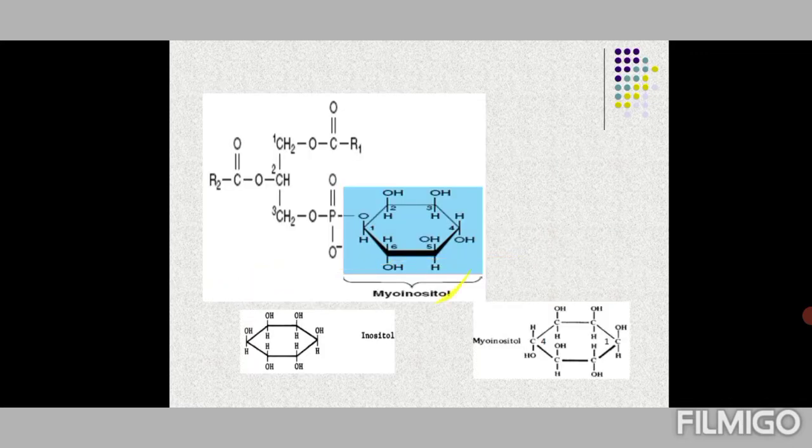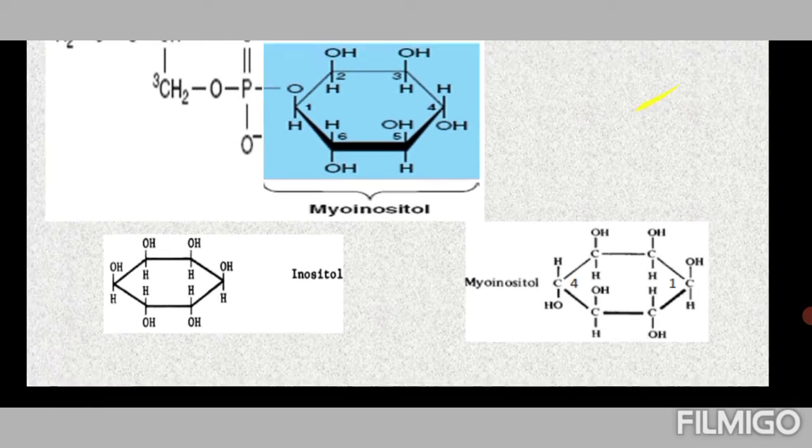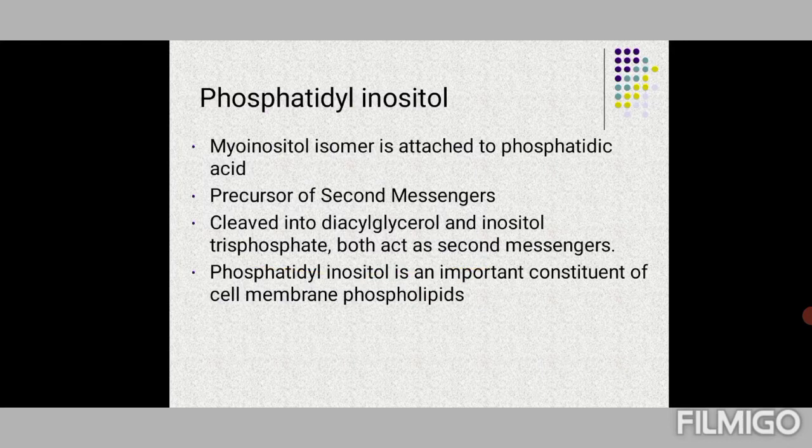Another one is phosphatidylinositol. Phosphatidylinositol will be like this. This is an isomer of inositol that gets attached to the phosphate group here. It is called myoinositol, and you can see minor rearrangements, being the isomer of inositol. There are minor changes at the third and fourth positions. So it is actually myoinositol which gets attached to the phosphatidic acid group.